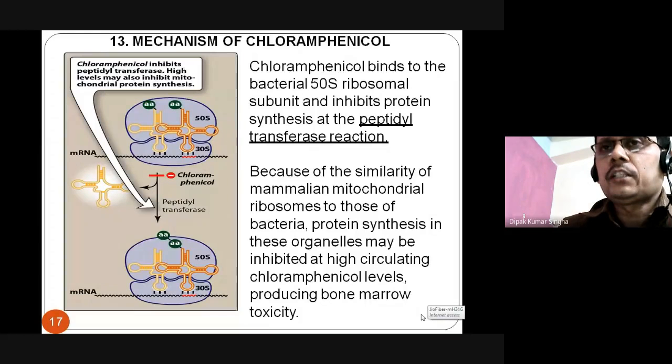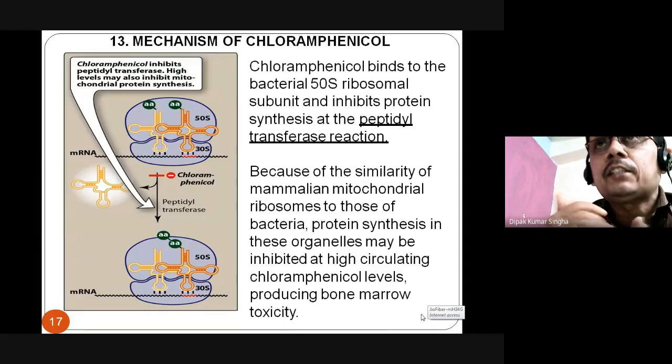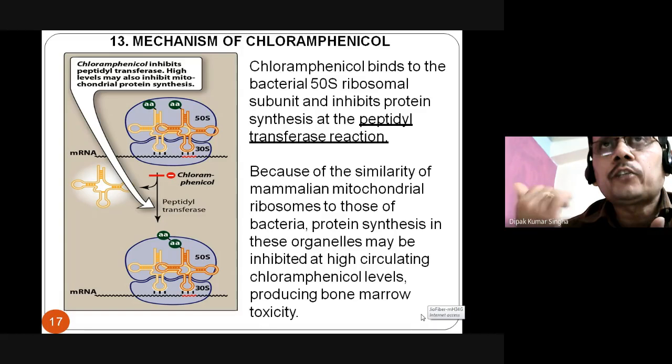In case of protein synthesis, peptide transferase is the enzyme which helps in the formation of peptide bonds for different amino acids. And this is the final step. After this formation of peptide bond, it will just exit from the ribosome. But at that time, just like a ship sinking at the shore, chloramphenicol, when you use chloramphenicol, the peptide bond of different amino acids is not formed.